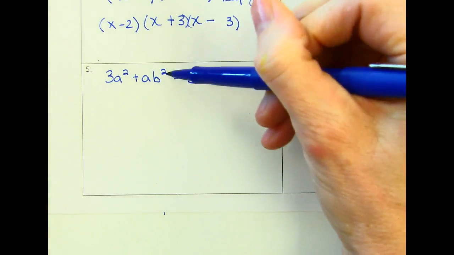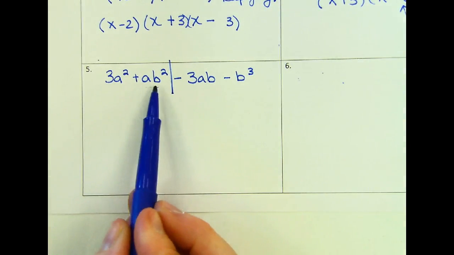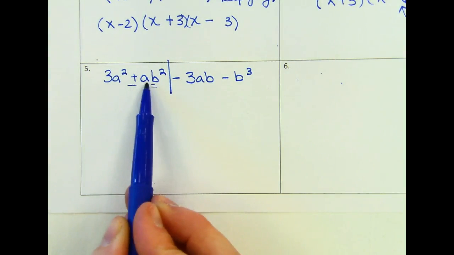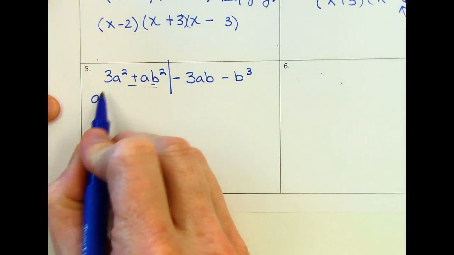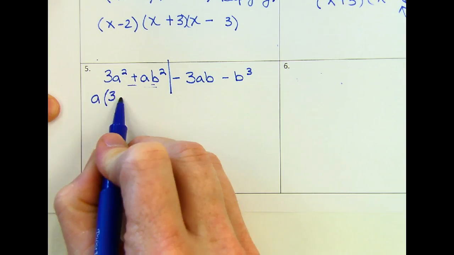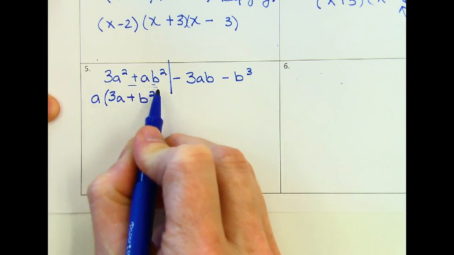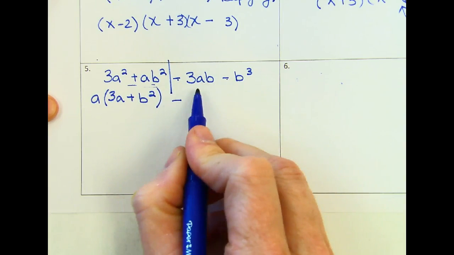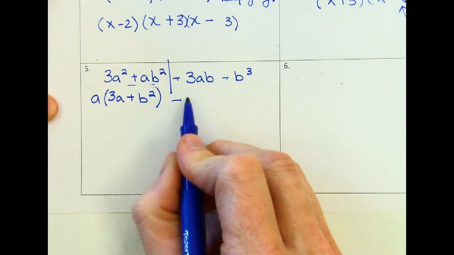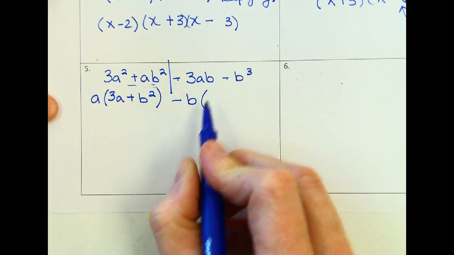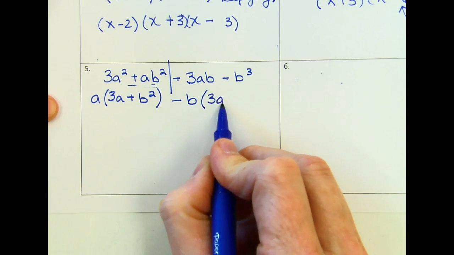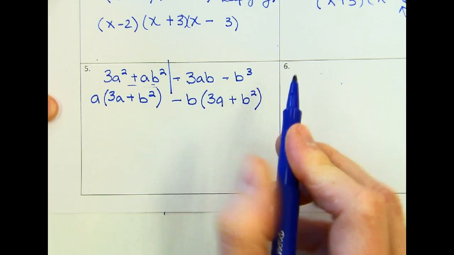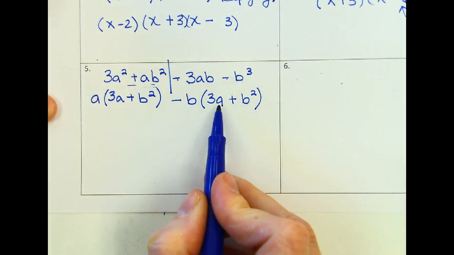We split it in half. Look at this first part. I have an a in common, and it looks like a is the only thing I can take out. So a times 3a plus b squared. Now here I have a negative in common and I have a b in common. So b times 3a, and then this would turn to a positive b squared. So I divided a b out of everything.